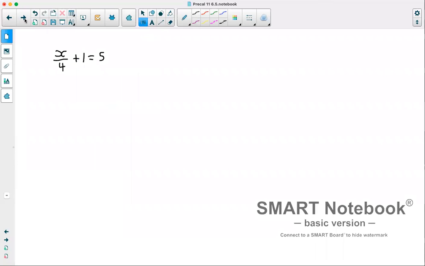Next example, we have x over 4 plus 1 equals 5. Now in a situation like this, if we have terms we can combine before getting rid of the denominators, we'll do that. So we'll subtract 1 from both sides. So we have x over 4 is equal to 4. Common denominator would be 4, so multiply both sides by that. We'll cancel out on this side, so that gives us x is equal to 16.